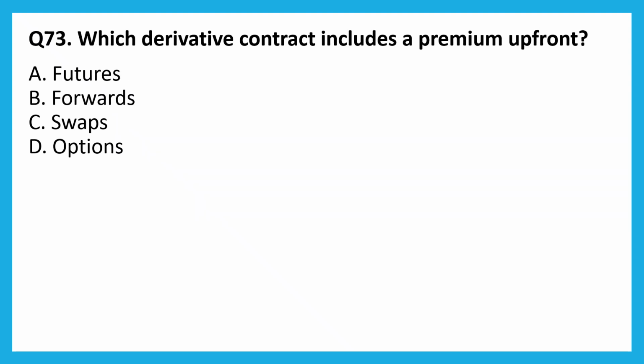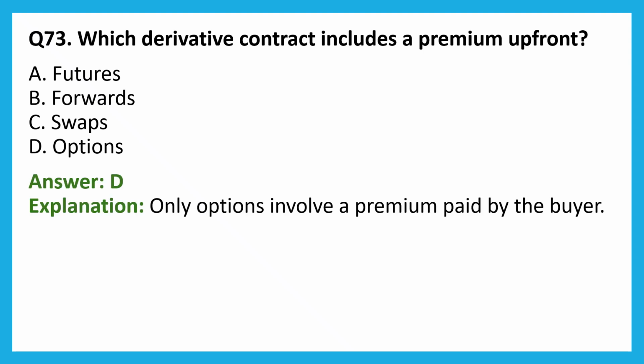Next question. Which derivative contract includes a premium upfront? Option A futures, option B forwards, option C swaps, and option D options. Correct answer is option D options. Only options involve a premium paid by the buyer.